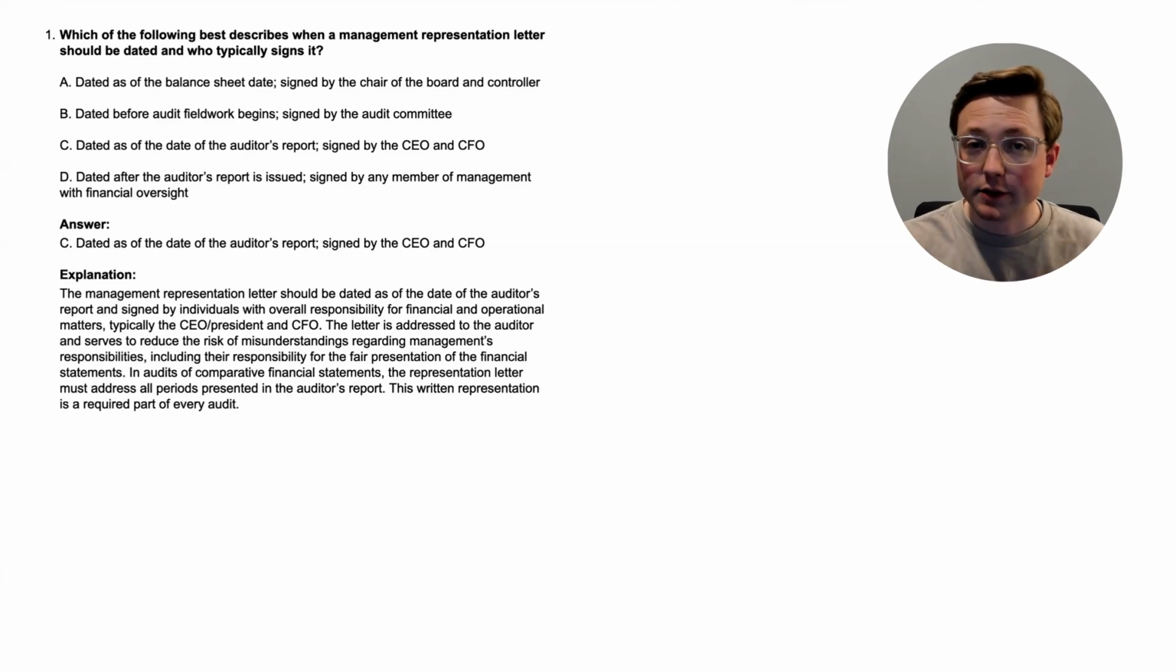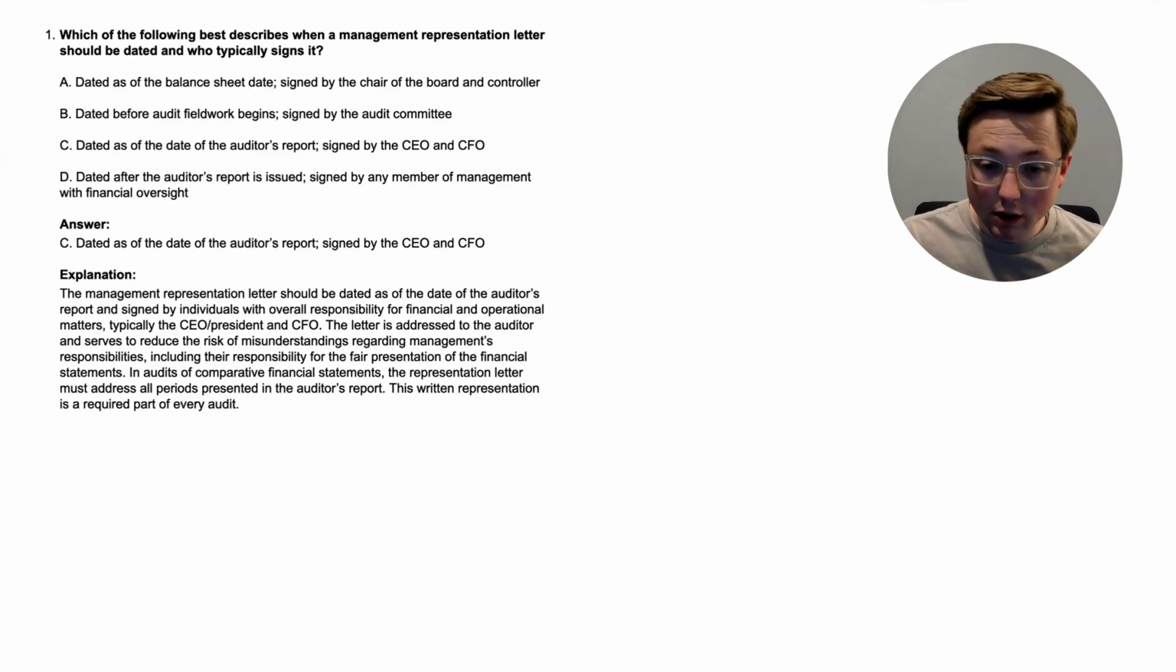So again, we learned a lot of small things there. We learned that the representation letter should be dated the same date as the auditor report. We learned that it should be signed by the CEO and the CFO usually. We learned that it's supposed to be addressed to the auditor. We learned that the point of it is to reduce the risk of misunderstandings regarding management's responsibilities. And we learned that it's supposed to be for all periods represented in the auditor's report.